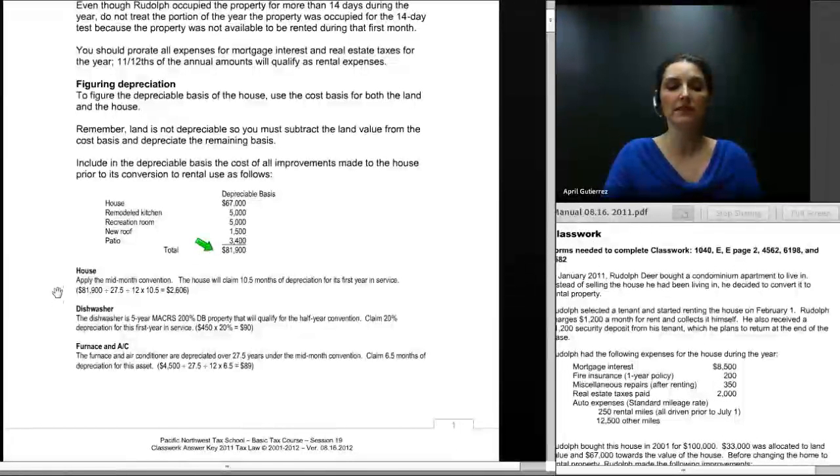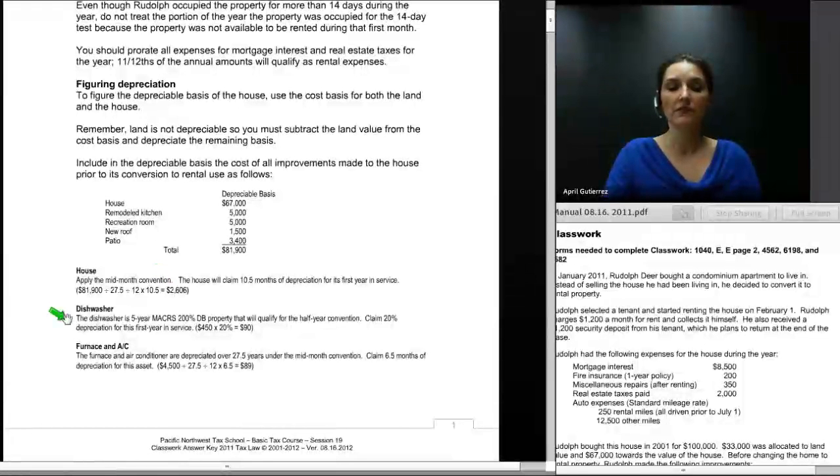That property was placed in service during the second month of the year. So we're going to go $81,900 divided by 27.5 years, divided by 12 months in a year, multiplied by 10.5, because of course we apply the mid-month convention to that first month. So he gets half of February and all of the remaining 10 months in the year. And that gives him $2,606 of depreciation.